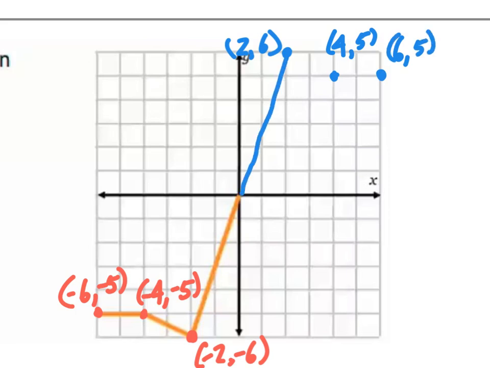All I would do then is connect those points, and they are symmetric with the origin because they are opposites.